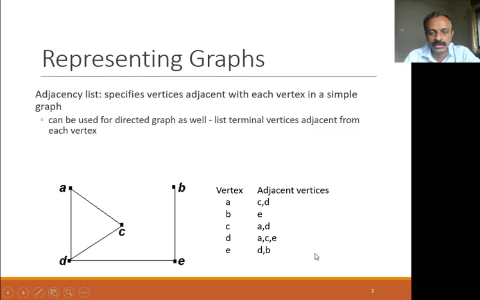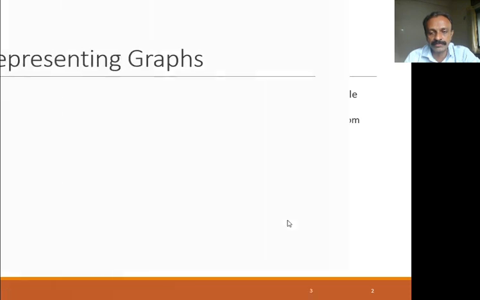So just you see this tabular form: C and D are adjacent on vertex A, E is adjacent on vertex B, A and D are adjacent on vertex C, A, C and E are adjacent on D, and D and B are adjacent on E.